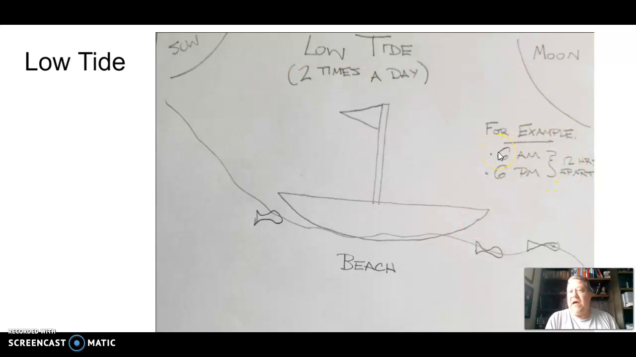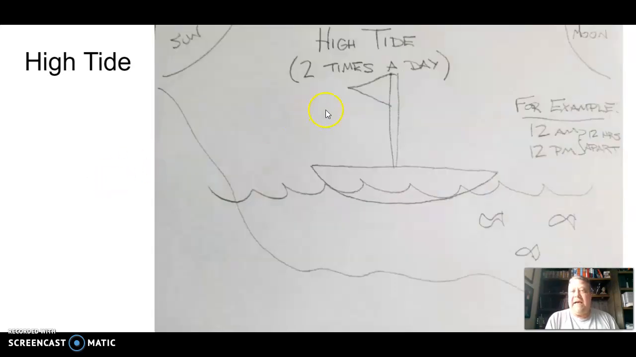So if I get a low tide at 6 a.m., the next low tide I'm going to experience is going to be around 6 p.m. because they occur twice a day. My high tides are also going to be 2 times a day, and in this case it could be 12 o'clock midnight and 12 o'clock noon. And notice that because of the moon and the sun's gravitational attraction, it's pulling that water outward. It's making that water rise.